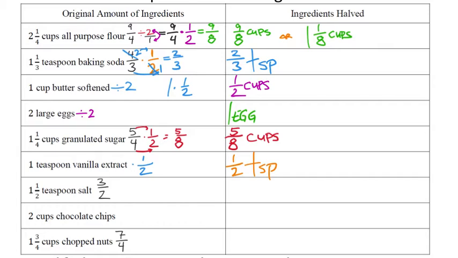And now on to the salt, and 3/2 teaspoons of salt. But we're going to take this and cut it in half. So multiply by 1 over 2. So in the numerator, 3 times 1 is 3. And the denominator 2 times 2 is 4. 3/4. This is also in teaspoons. 3/4 teaspoons of salt.